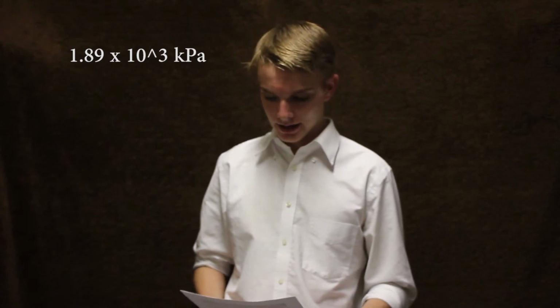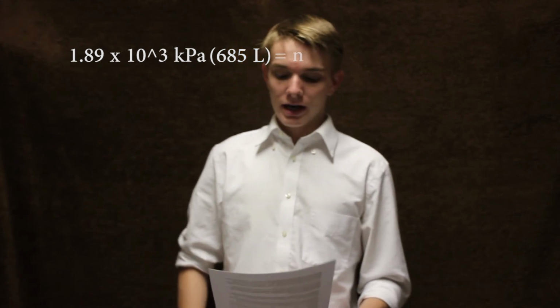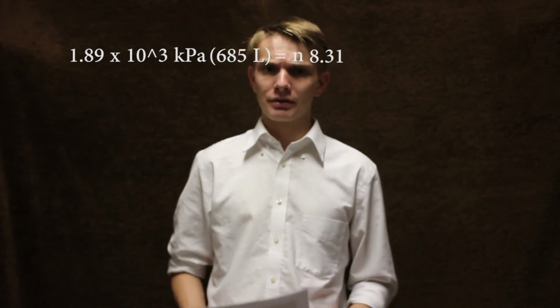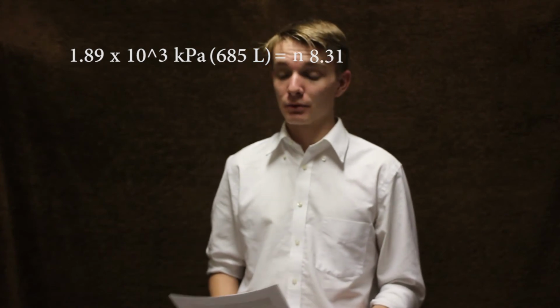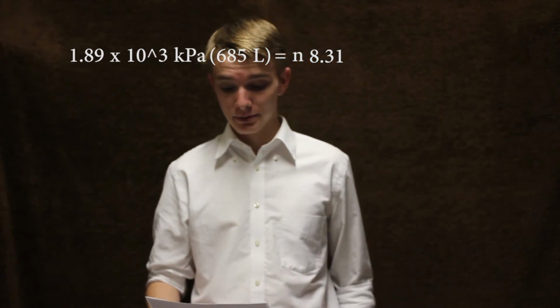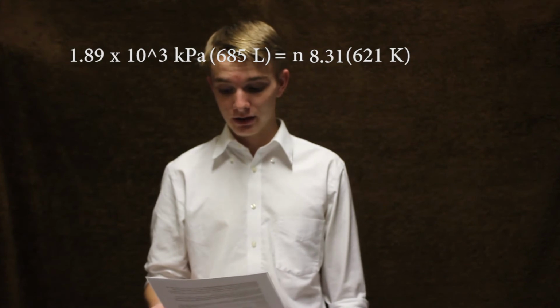Alright, that problem sounds kind of complicated, but it's really easy if we break it down. First, we're going to take our pressure, which is 1.89 times 10 to the third kilopascals, that's the P in our equation, and then we're going to multiply it times the volume, which is the V, and that is 685 liters, and then we're looking for moles, so we're going to skip over that part, and we're going to multiply times 8.31, which is our ideal gas constant, and then we're looking for a temperature, and it says our temperature is 621 degrees Kelvin.